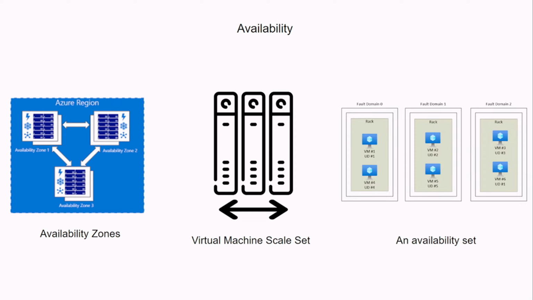An availability set is a logical grouping of VMs that allow Azure to understand how your application is built to provide for redundancy and availability. Each virtual machine in your availability set is assigned an update domain and a fault domain by the underlying Azure platform.